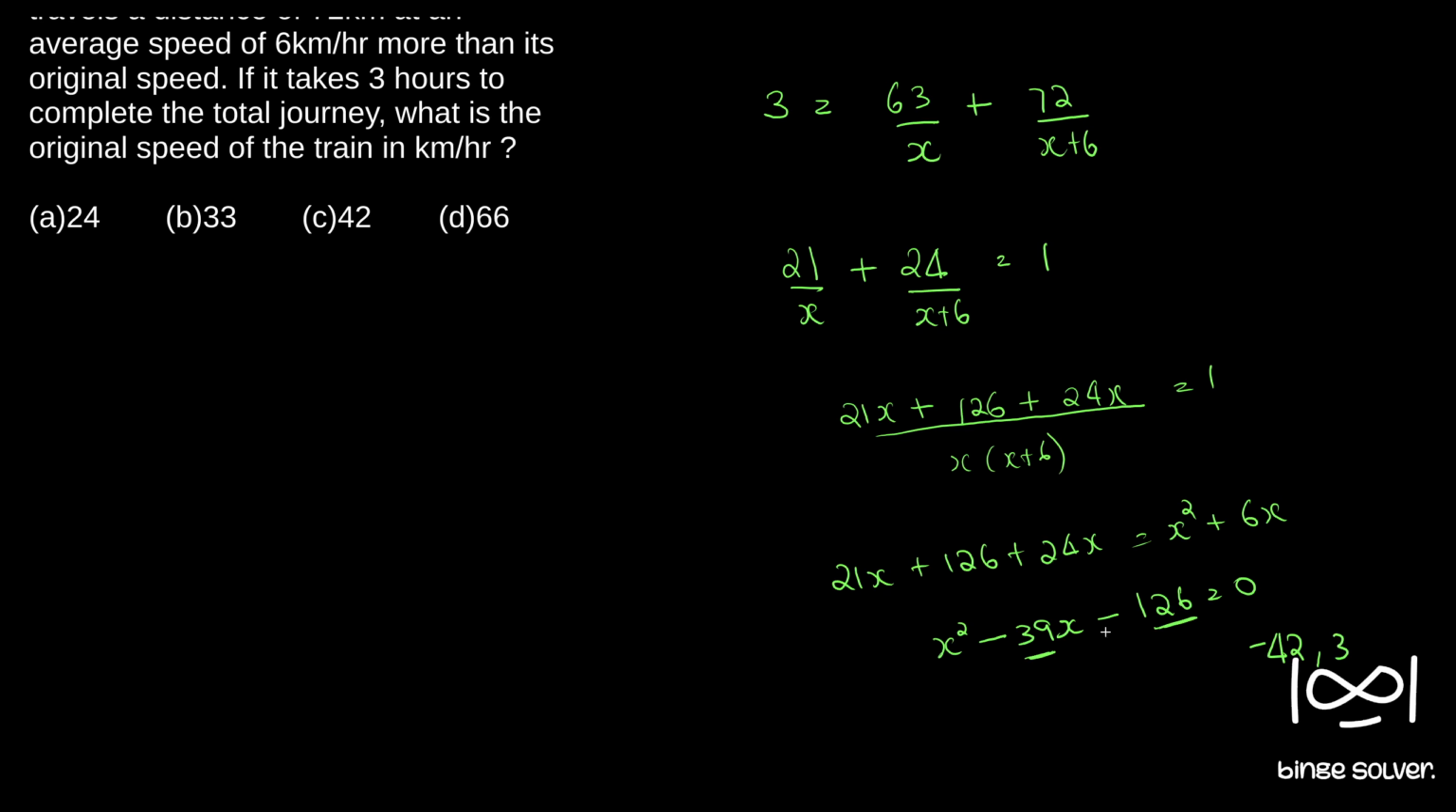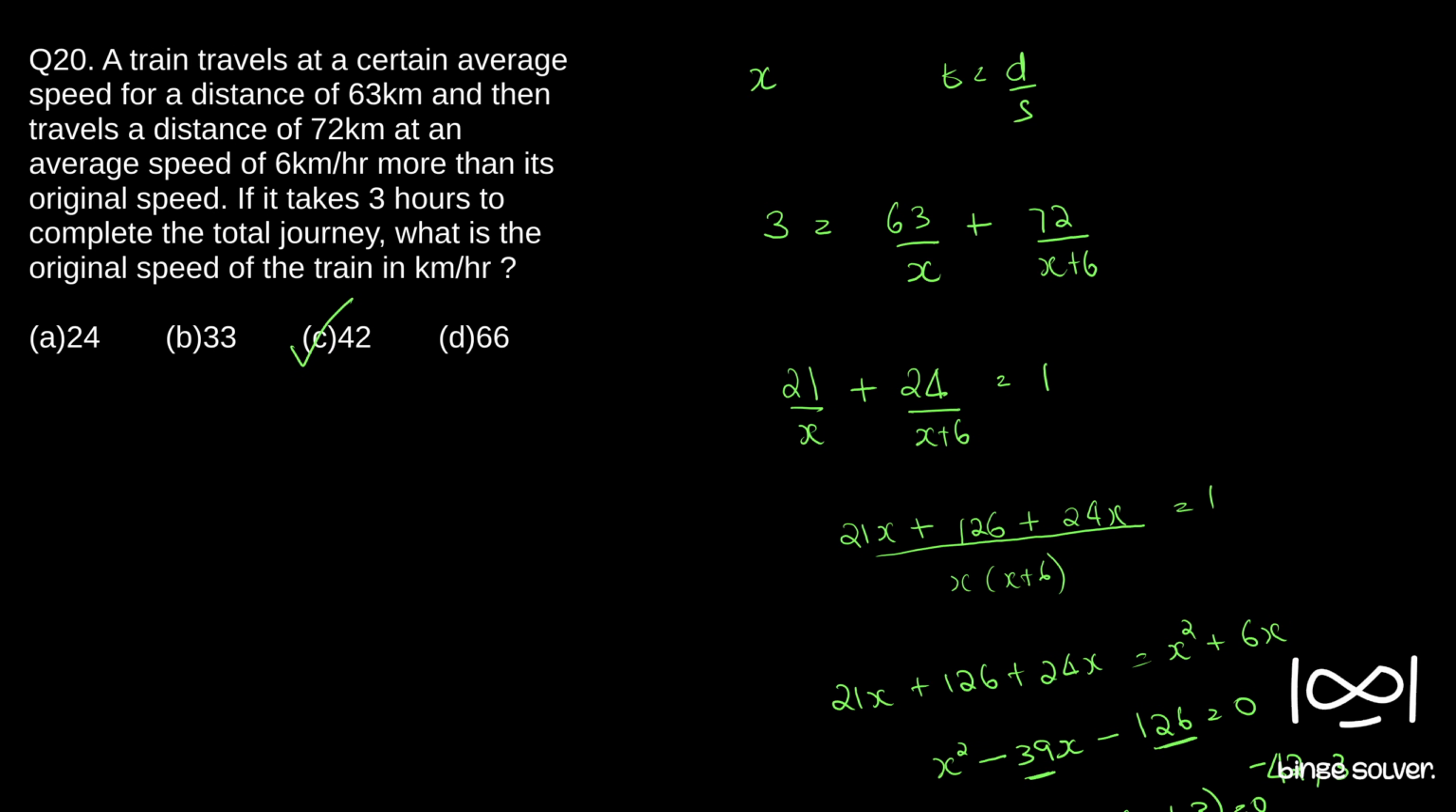Simply we can write this as x minus 42 into x plus 3 equal to 0. If you open it up, you will get this, and x is equal to 42 or minus 3. Since x is the speed, it is only a positive term, so we need to take only the positive term, and C is the correct answer.